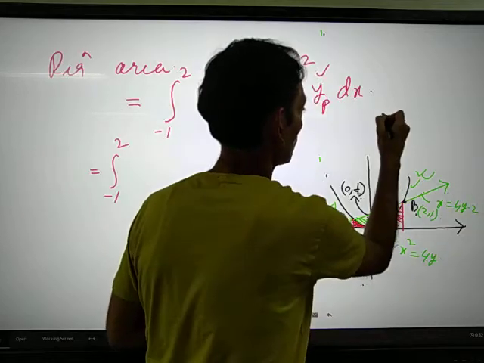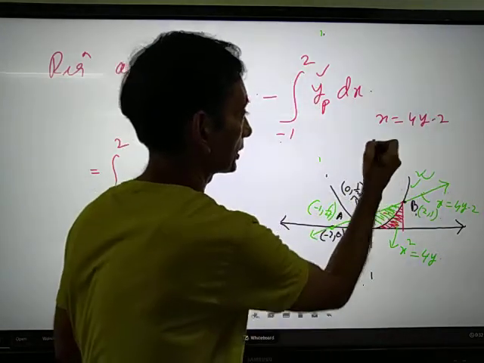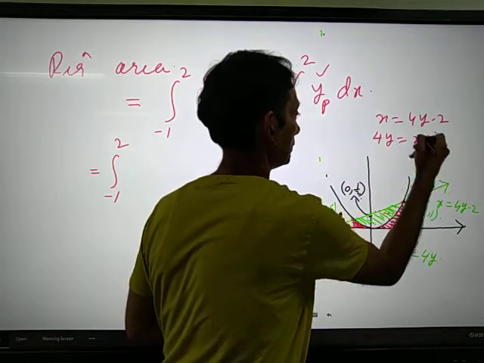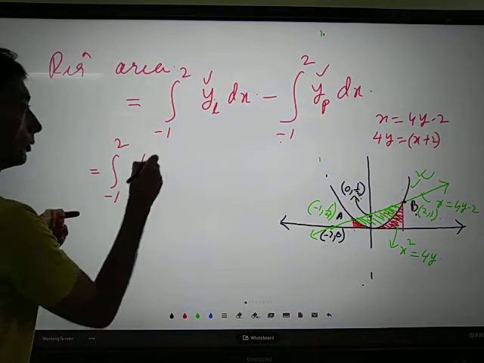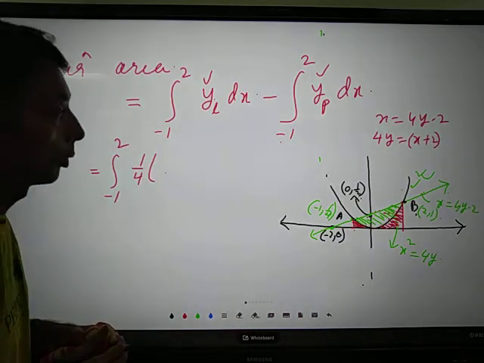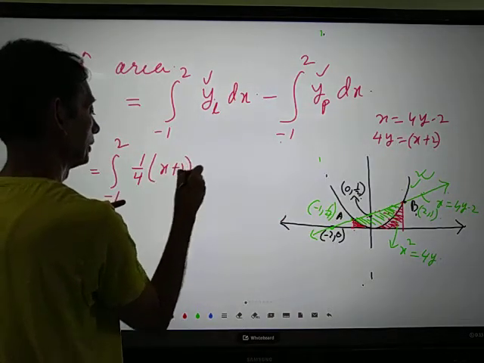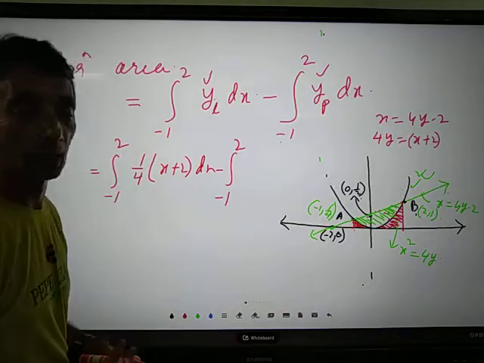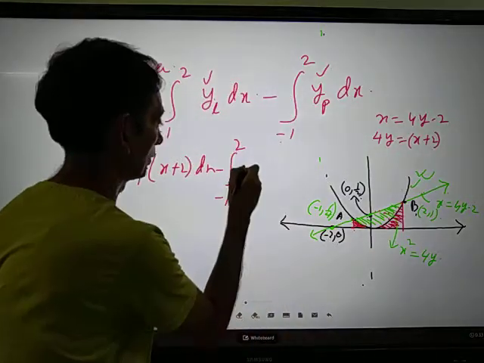What is the value of y? The line is x equal to 4y minus 2. From there we can write 4y equal to x plus 2, and the y value is 1 by 4 times (x plus 2) dx, from -1 to 2. For y_p, that is the parabola, the y value will be x squared by 4.